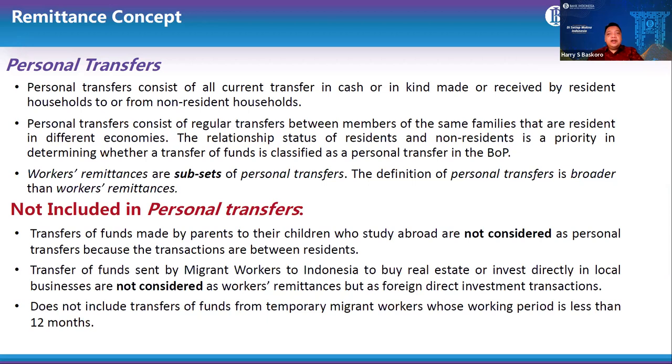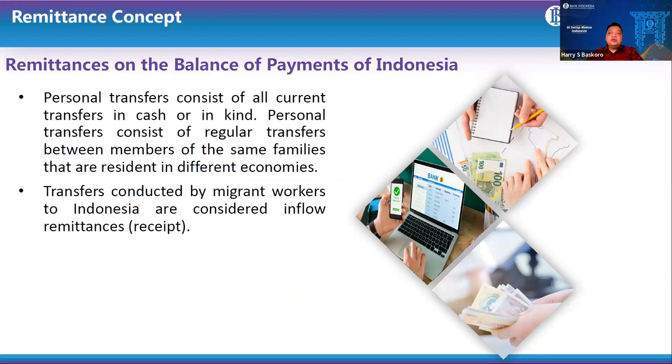Now, things that are not included in personal transfers. Transfers of funds made by parents to the children who study abroad are not considered as personal transfers because these transactions are between residents. Transfer of funds sent by migrant workers to Indonesia to buy real estate or invest directly in local business are not considered as workers' remittances, but as foreign direct investment transactions. And also transfer of funds from temporary migrant workers whose working period is less than 12 months is also not included as personal transfers. And slide six, transfers conducted by migrant workers to Indonesia is considered as inflow remittances on our BOP.